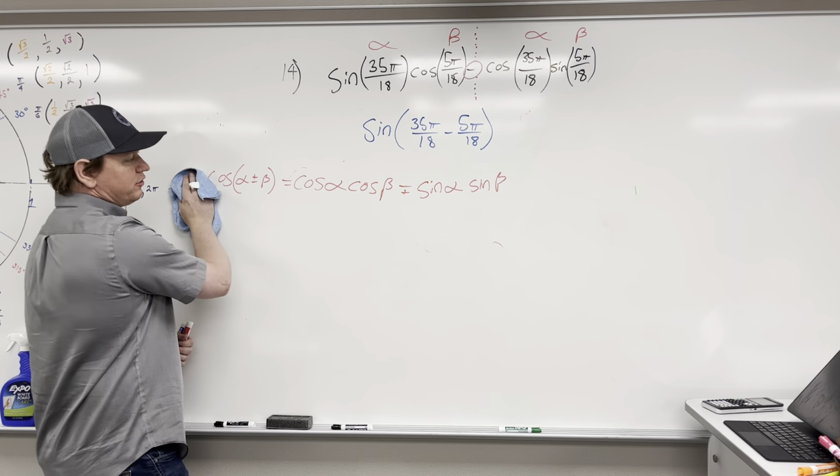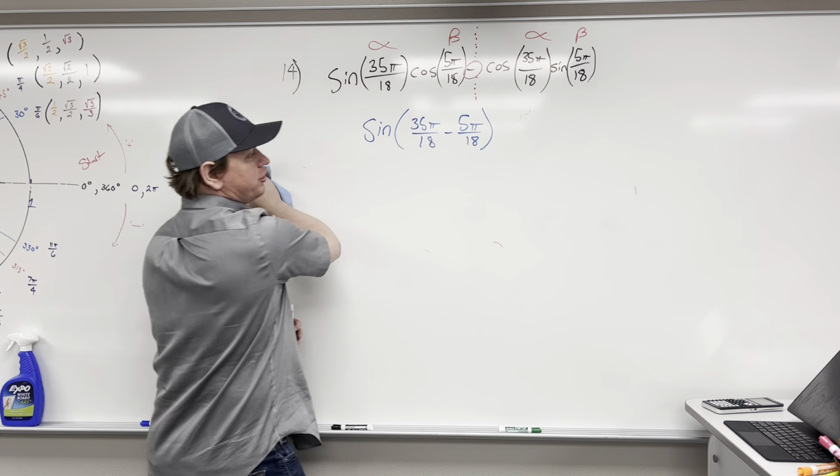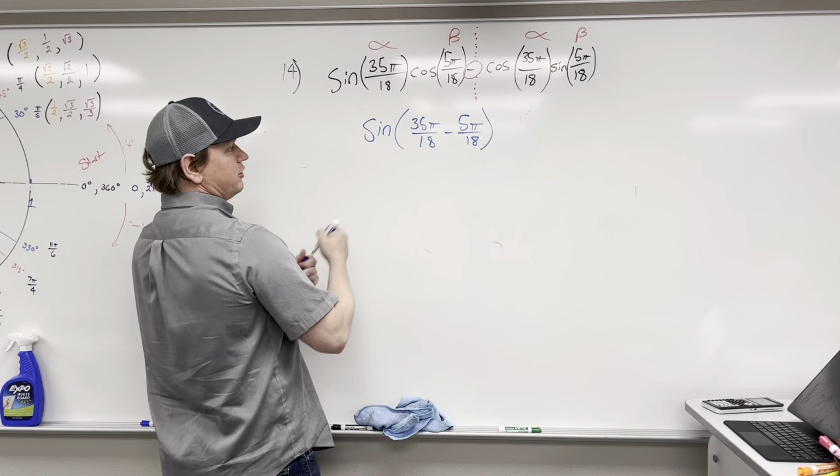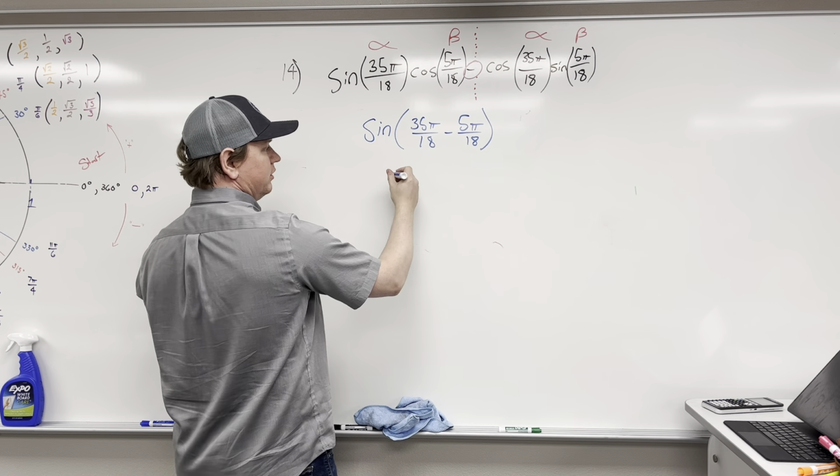Okay. So that's the difference. And so then just to sum this one up, all you do is denominators are the same. You just add them up, right? So 35 minus 5.